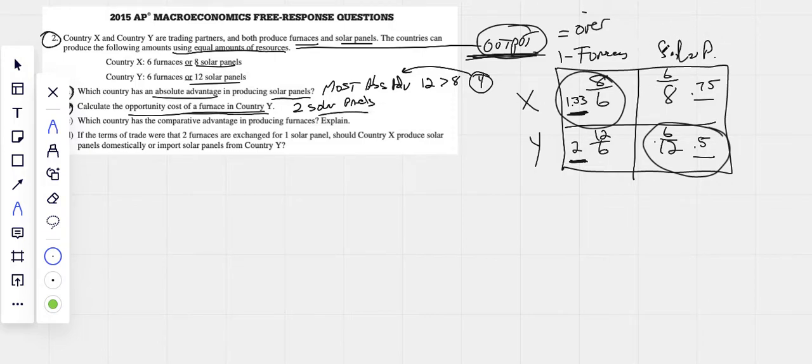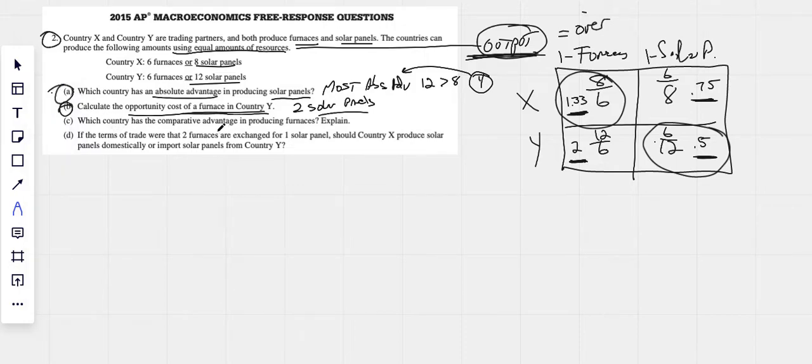Let's read it if we were talking about solar panels. For every one solar panel produced, X gives up 0.75 furnaces. And for every one solar panel produced, Y gives up 0.5 furnaces. Make sure you can read those correctly and know what you're giving up.